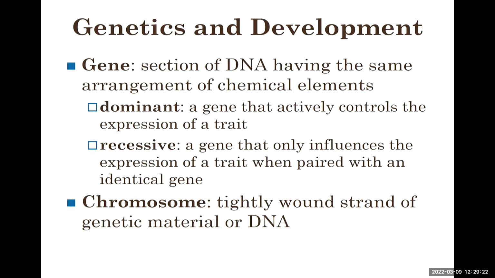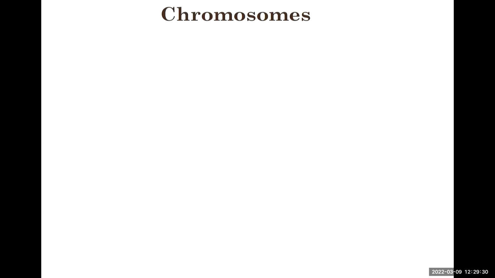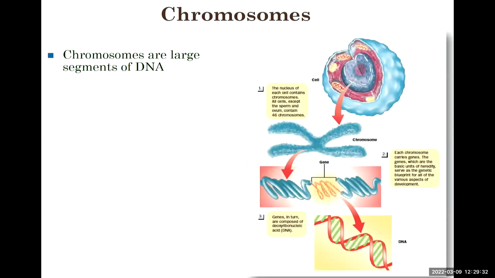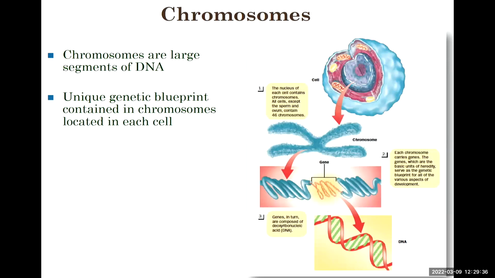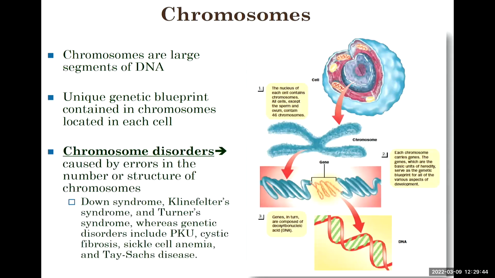A chromosome is a strand of genetic material, DNA. It's just a whole bunch of it. So let's look a bit more. Chromosomes are large segments of DNA. They contain our genetic blueprint. There are a lot of chromosome disorders, but let's look at this right before I get into that.